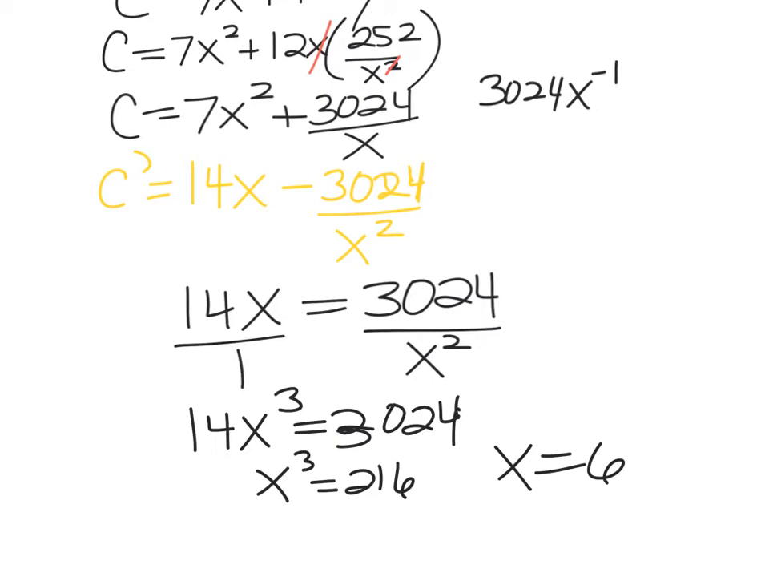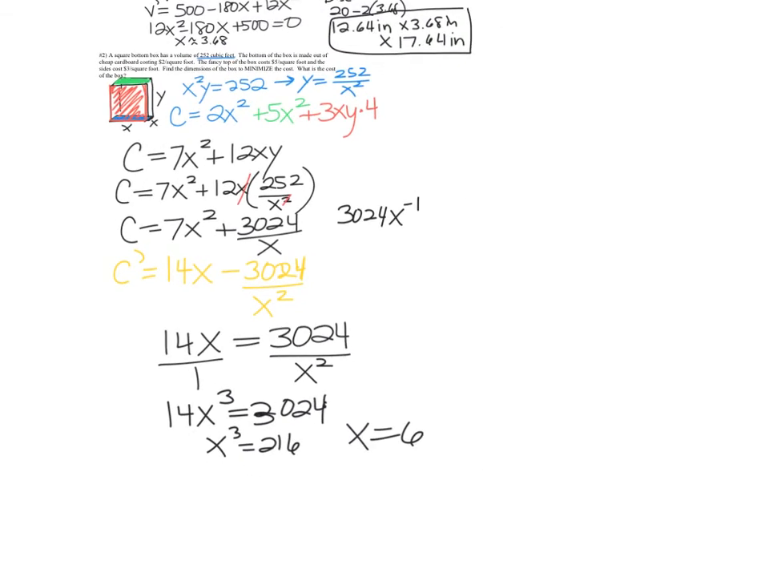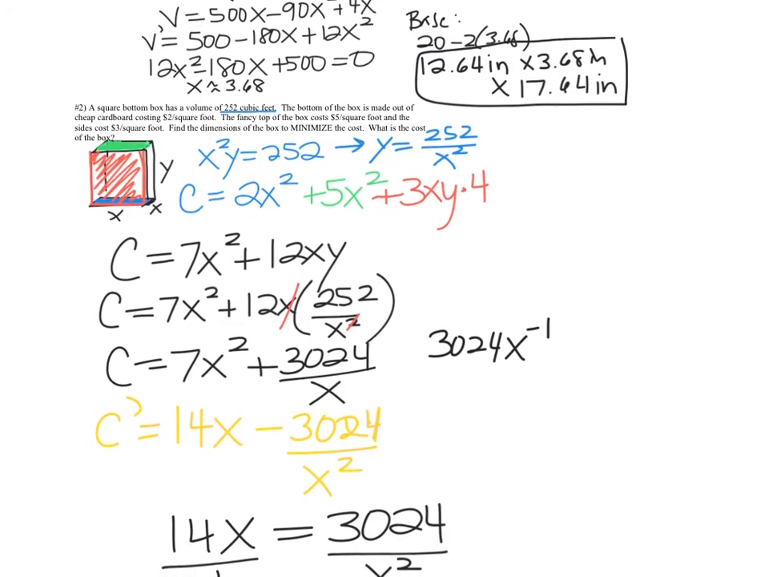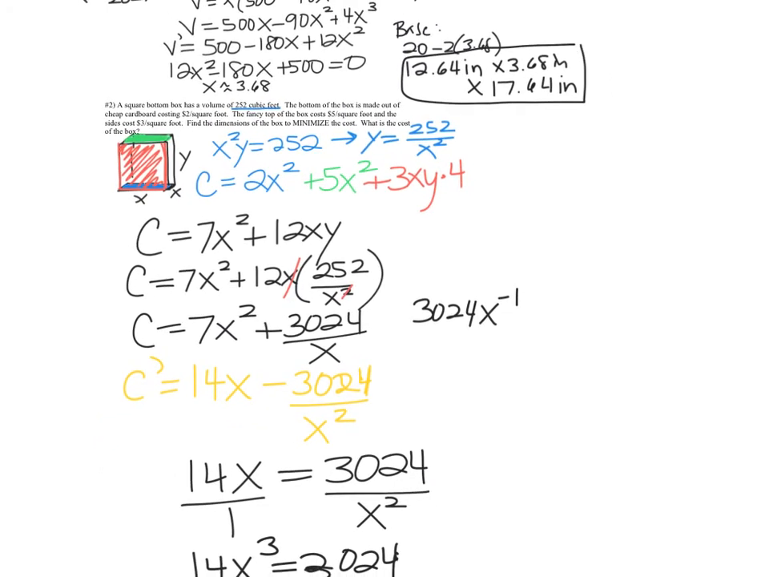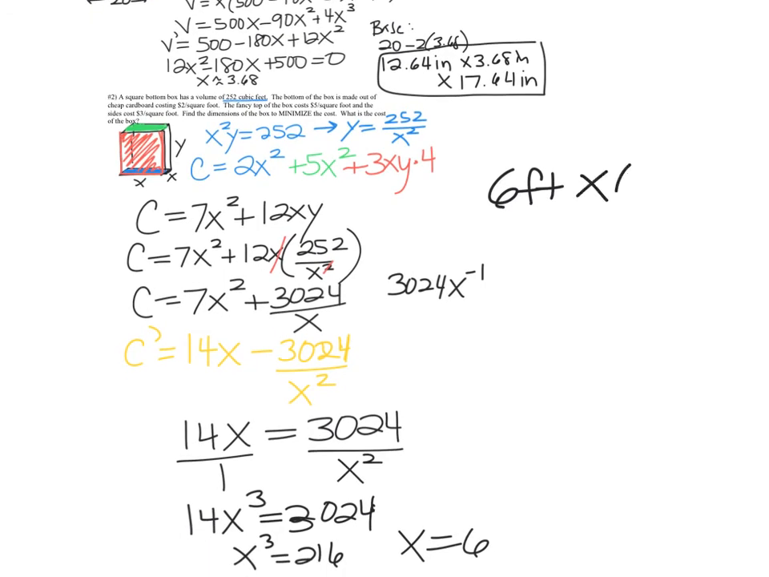All right, now let's go back to the original question of what they're asking. So if x is 6, I need to find the dimensions and what is the cost. Okay, so let's see. The box would be 6 feet by 6 feet by, and what's y going to be?